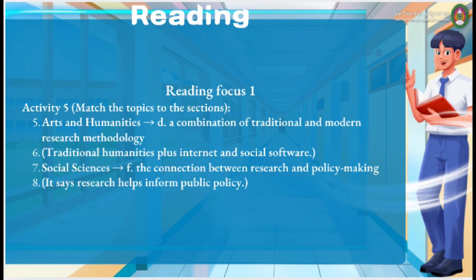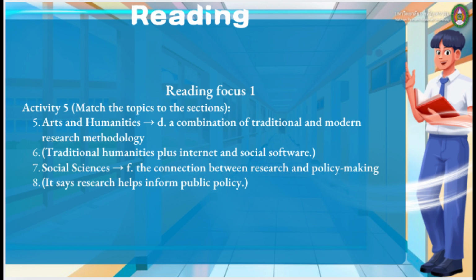Number five, the arts and humanities. It's letter D, a combination of traditional and modern research methodology. Number six, traditional humanities plus internet and social software. Number seven, social sciences. That's letter F, the connection between research and policy making. And number eight says research helps inform public policy.